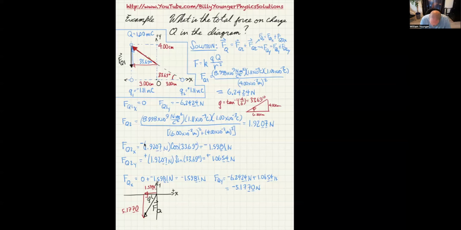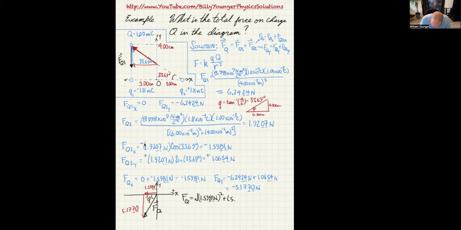And this angle phi we'll have to figure out. We can use the Pythagorean theorem to get FQ. So FQ is going to equal the square root of 1.5981 newtons squared. A little bit of complexity when you're adding or subtracting sig figs, so keep an eye on that.